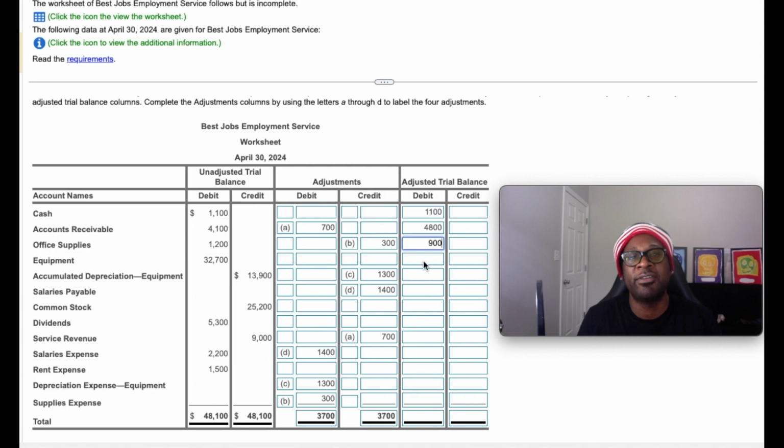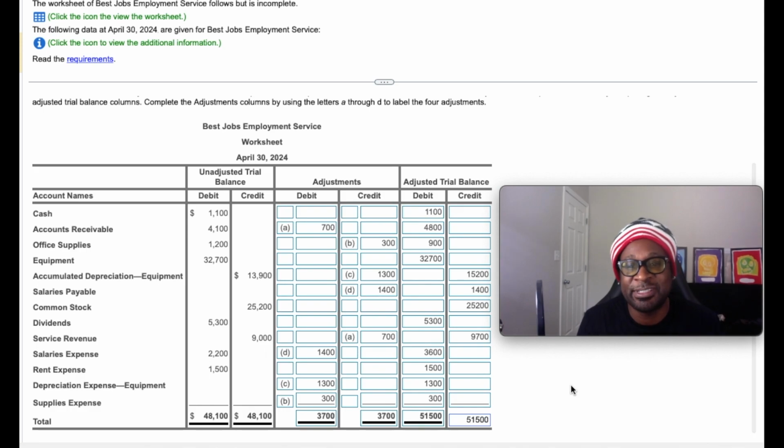So now that you have an idea how to properly transpose from the unadjusted through the adjustments to the adjusted trial balance, I'm just going to save us some time and fill out the remaining amounts. And as you can see, we have completed our adjusted trial balance, and our total summation for our debits and credit side does equal, which gives us a balance of $51,500.